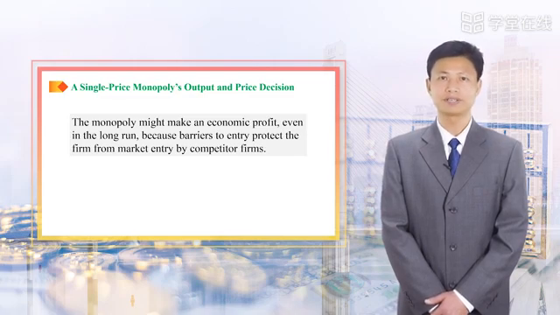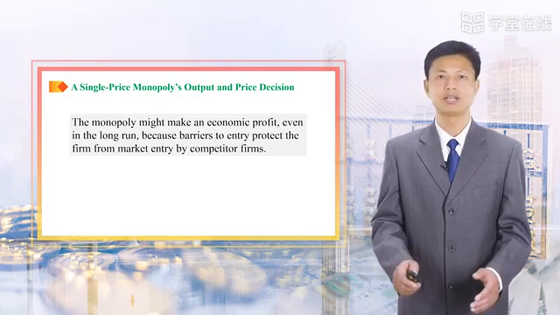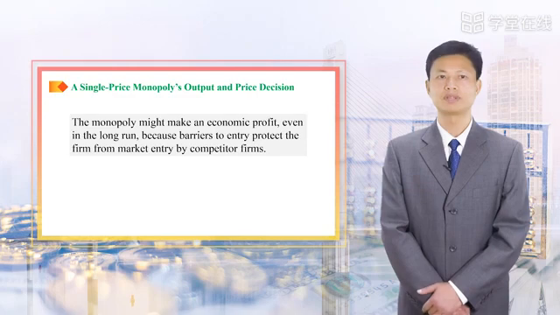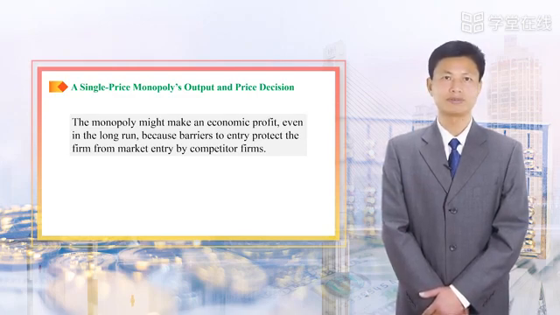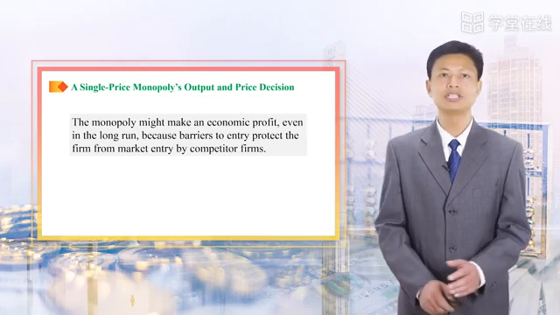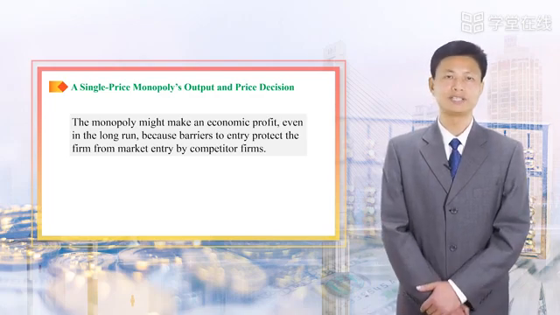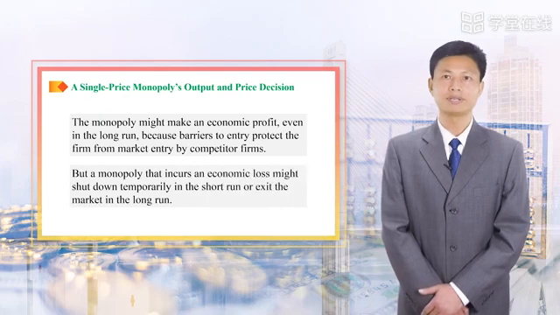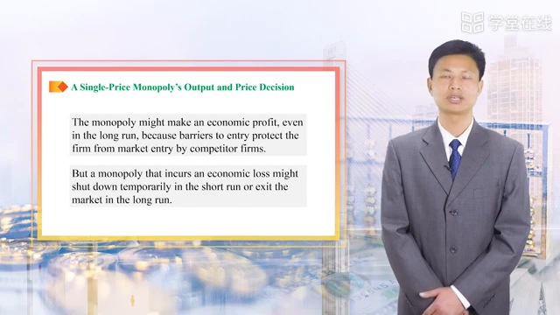If firms in a perfectly competitive market make a positive economic profit, new firms enter. That does not happen in monopoly. Barriers to entry prevent new firms from entering the market. So a monopoly can make a positive economic profit and might continue to do so indefinitely. But a monopoly that incurs an economic loss might shut down temporarily in the short run, or exit the market in the long run.